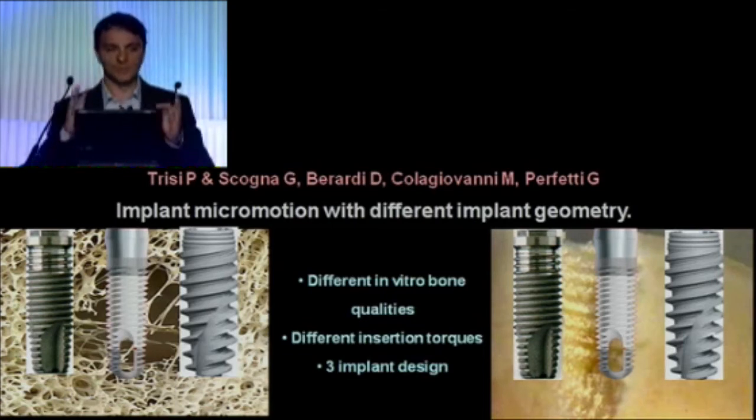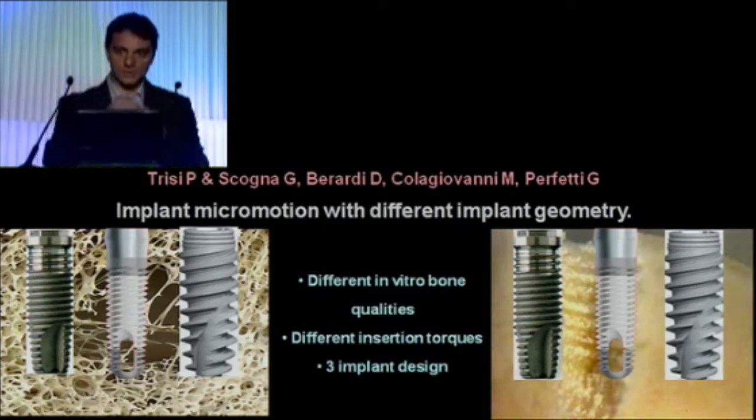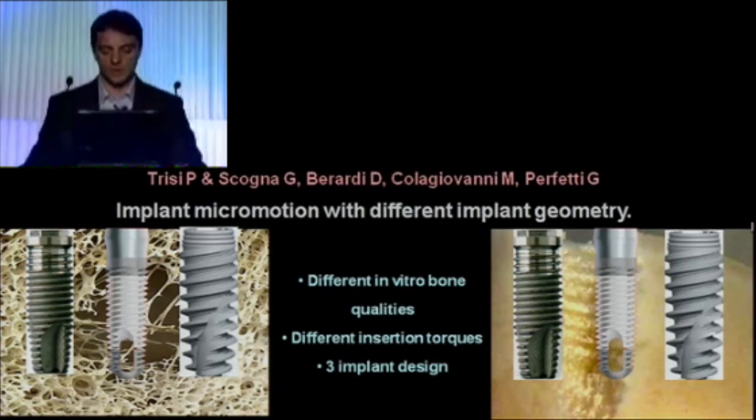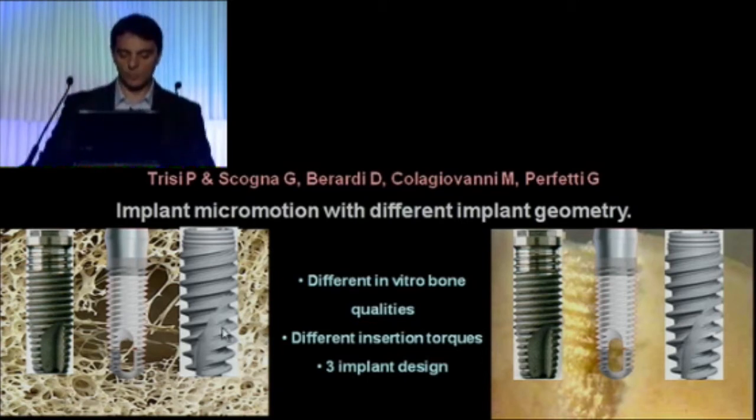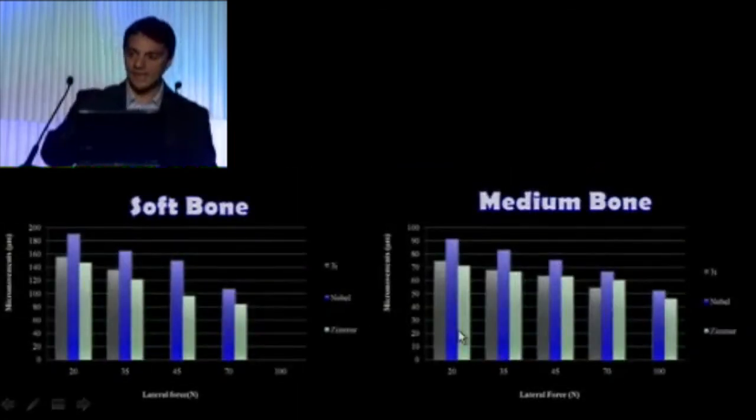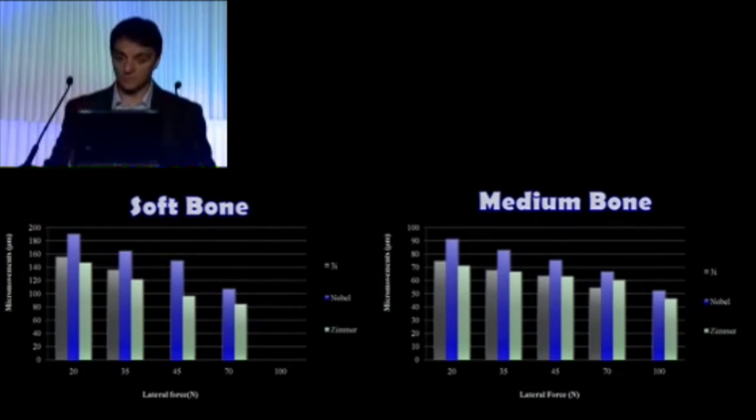We were able to produce an in vitro model to measure the primary stability of implants placed in different types of bone, and we applied the lateral force and measured the movement, which is easy when you do it in vitro. And we did it on 3 different implant geometries, as you can see here, and we used different bone types, bone densities, and also different insertion torque. So at the end of the study, we had so much data, which is difficult also to present here.